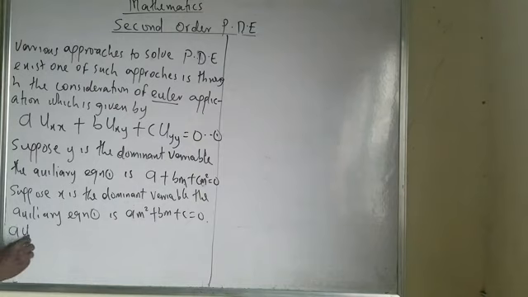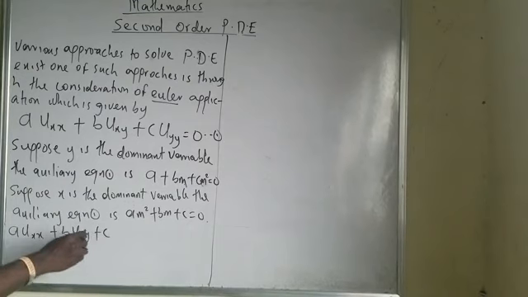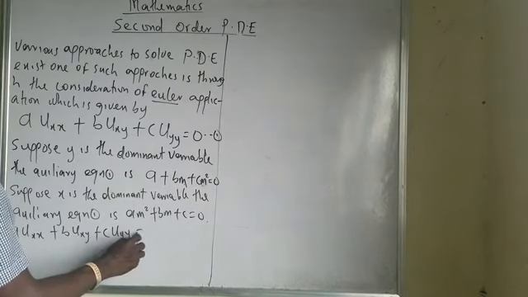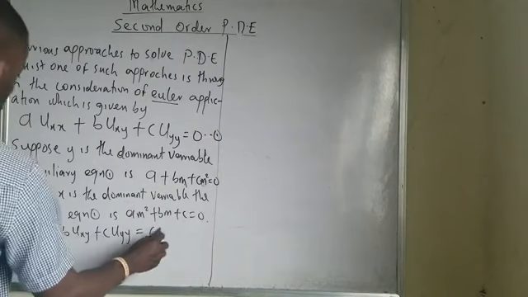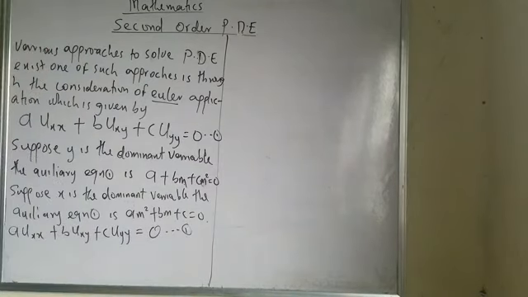A of u of xx plus b of u of xy plus c of u of yy equals to 0. Call it equation 1. Now, I've told you that there are 2 things that can arise. Let me pick y as dominant, which I'll be having a plus B of m plus C of m squared equals to 0.